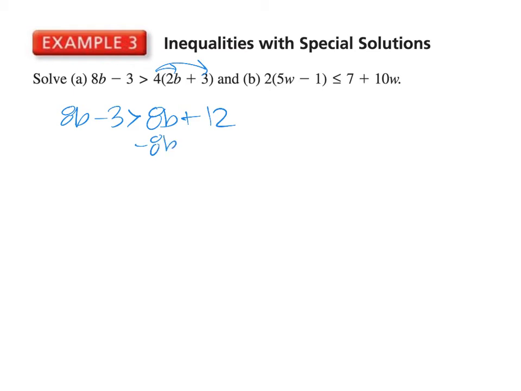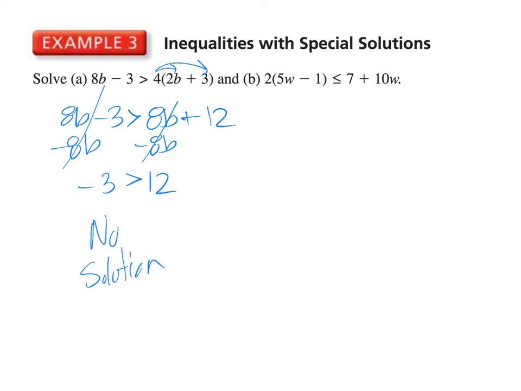All right, and the next step is to isolate the variable. I'm going to subtract 8b. The b terms cancel out. I get -3 is greater than 12. Is that true? Since that is not true, that means there's no solution for this inequality. All right, going on to part B, I'm going to distribute the 2 here.